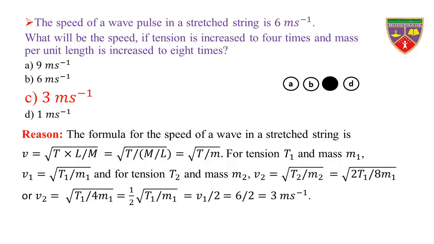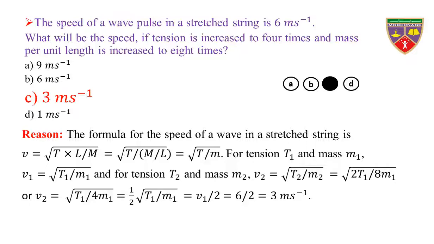For tension T1 and mass M1, V1 is equal to square root of T1 divided by M1, and for tension T2 and mass M2, V2 is equal to square root of T2 divided by M2, which is equal to square root of 2T1 divided by 8M1, because T2 is equal to 2T1 and M2 is equal to 8M1. So V2 is equal to square root of T1 divided by 4M1, taking 1 by 4 outside.